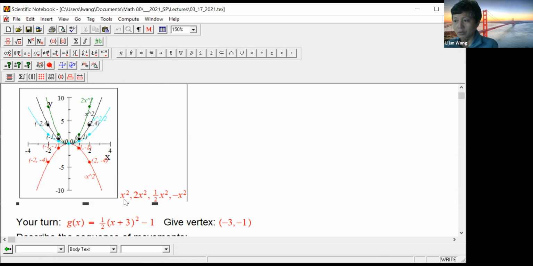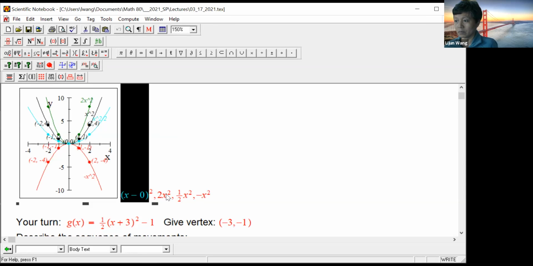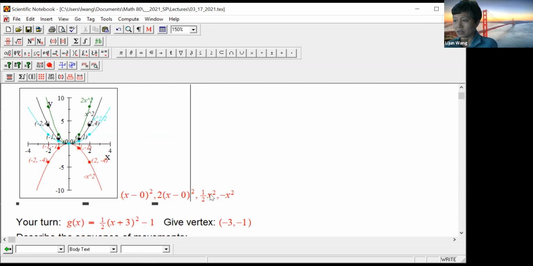You can view them as x minus 0 for all of these. X minus 0 is the same as x. But I'm trying to make a point here. You can say it's plus 0 or minus 0, it doesn't really matter. The thing is that it's just x plus 0 or minus 0.